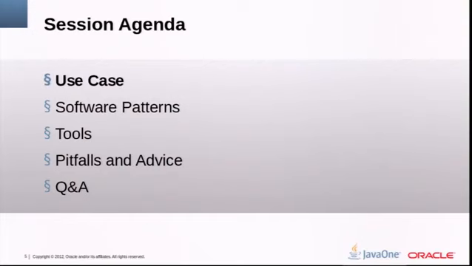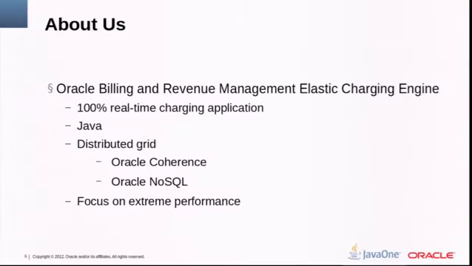So let's start with the use case. In order to understand our use case, you need to know about our software. What we are called is Oracle Billing and Revenue Management Elastic Charging Engine. I'm going to call it EC from now on for obvious reasons. Has anyone heard about it? Okay. Has anyone worked in telecommunications? All right. Seems like the majority doesn't know what it is and doesn't work in telecommunications, so I have to spend a couple of minutes on this slide.